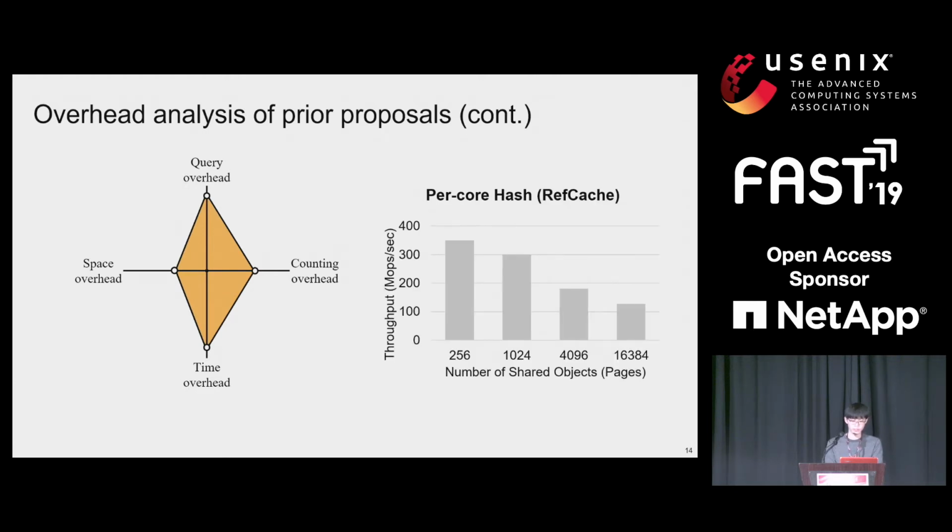To confirm this, we conducted a preliminary experiment that measured the throughput of ref cache for page caches. As you can see in the result, the throughput of ref cache degrades as we increase the number of shared objects, mainly because of the forceful eviction.